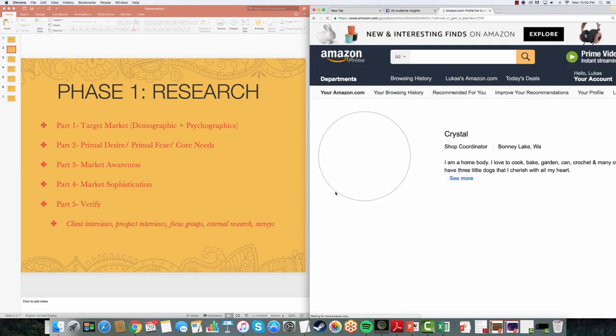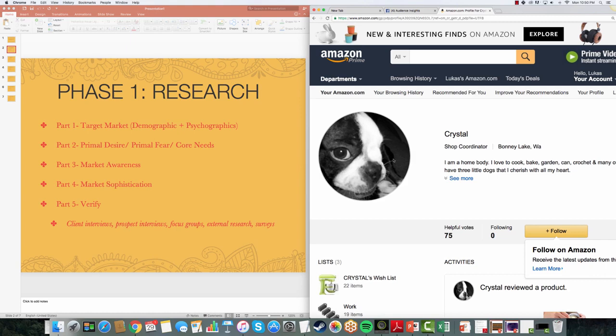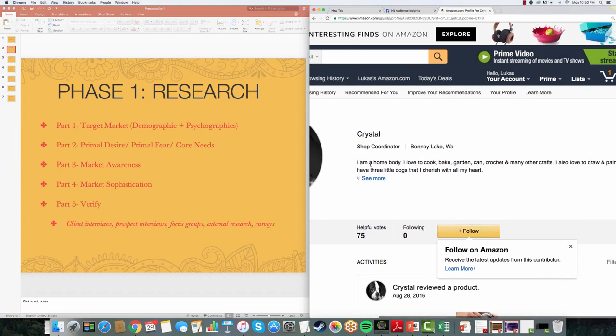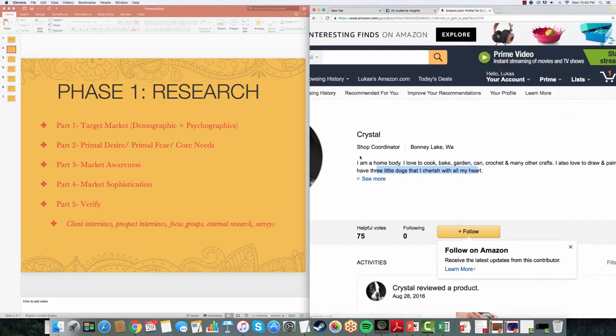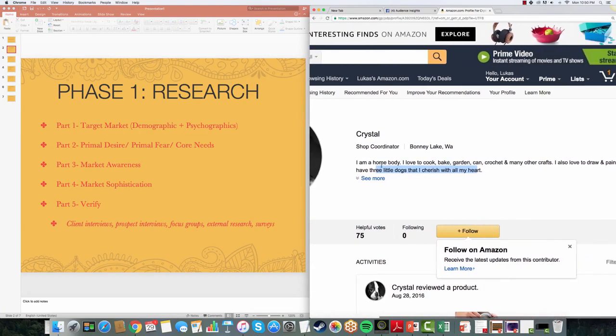We might be able to click on their profile. Let's see what Crystal says. Okay, Crystal likes pugs, or this is a French poodle, French bulldog, something like that. And we're going to look at here, Crystal. She's a homebody. She loves to cook, bake, garden, can, crochet, and many other crafts. She loves to draw and paint. She has 3 little dogs. Do you know a lot about Crystal now? And now that you know that she's a buyer of the pillow that you're selling, you know kind of who buys this stuff and what they look like.